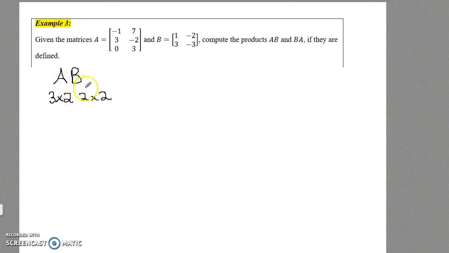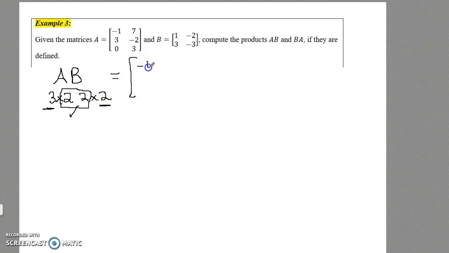So in order for this product to be defined, the inner dimensions here have to match. And in this case they do. So it is possible to multiply A times B. And the product is going to have dimensions 3 by 2. So I'm going to write this out.